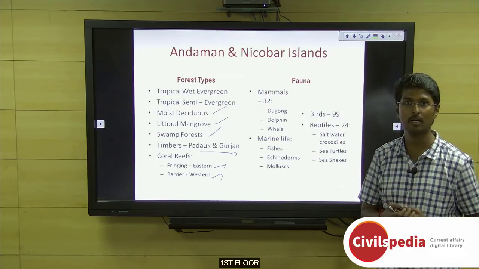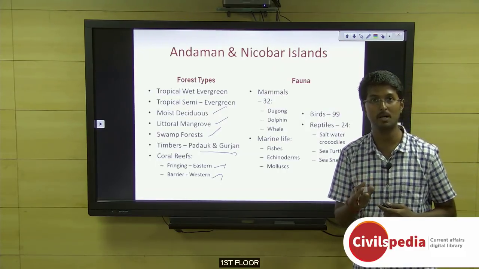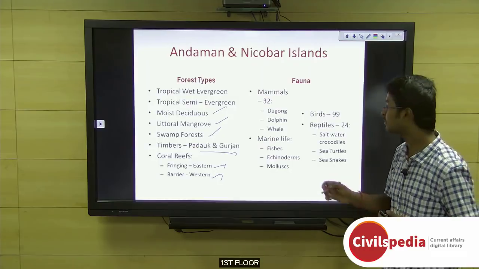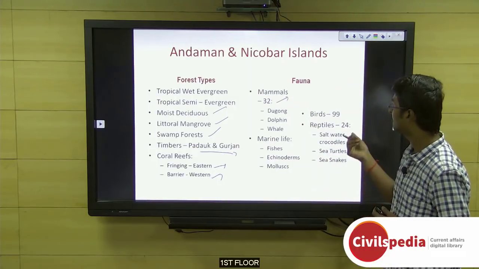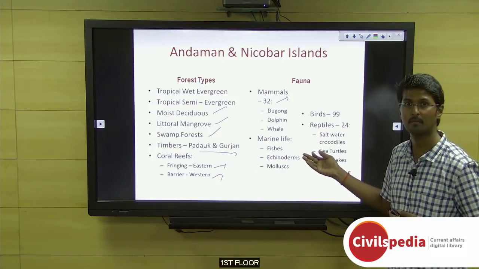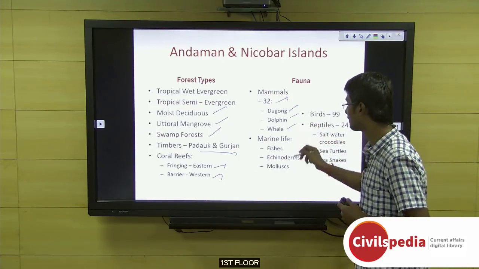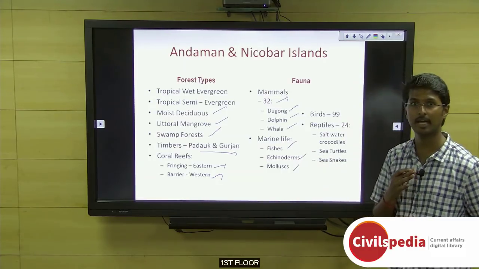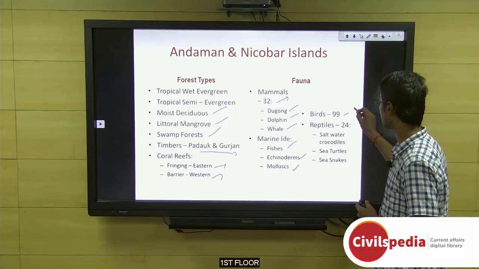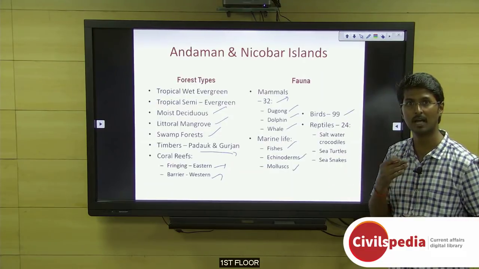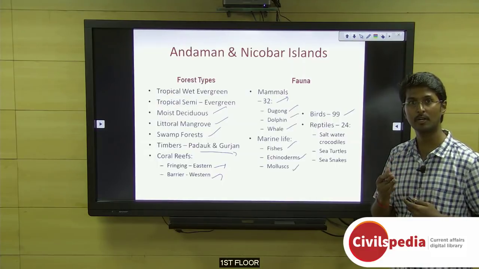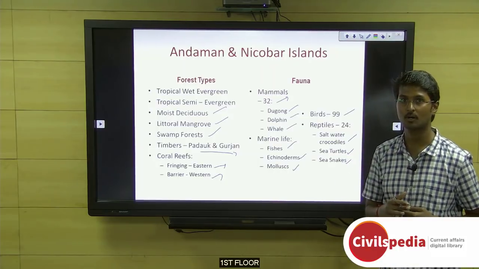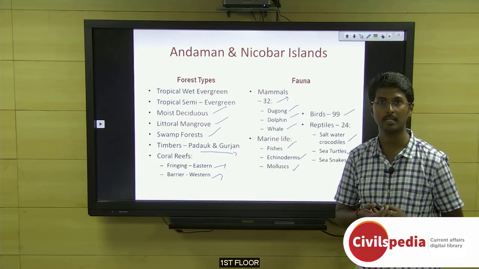And with regards to fauna, there are different endemic mammals, birds, animals, and reptiles found in Andaman and Nicobar Islands. There are some 32 endemic species of mammals found in Andaman and Nicobar. Some examples of commonly seen mammals are dugong, whales, dolphins, etc. And in marine life, you see varieties of fishes, echinoderms and mollusks. There are some 99 endemic birds to the Andaman and Nicobar Islands, and some 24 reptiles that are again endemic. Some of the commonly found reptiles are the saltwater crocodiles, sea turtles and the sea snakes. So this is all you need to know regarding the Andaman and Nicobar Islands.